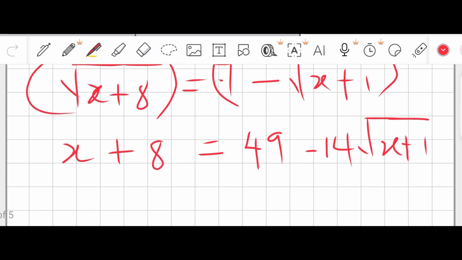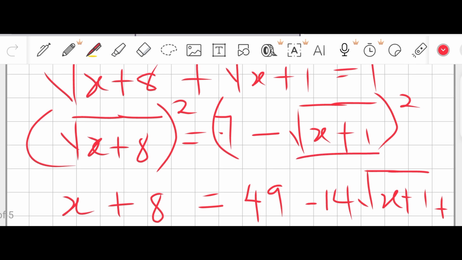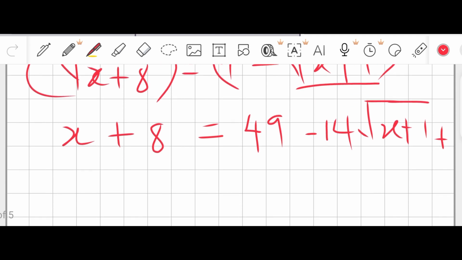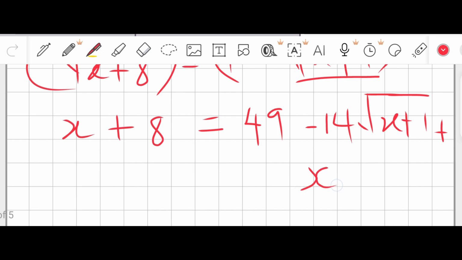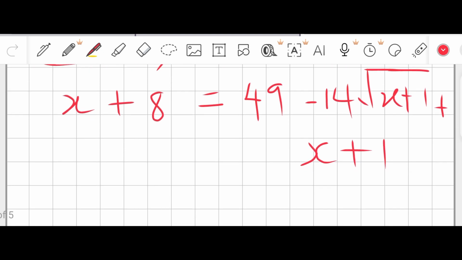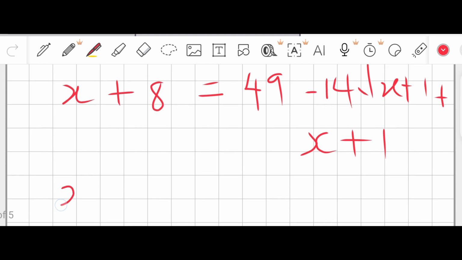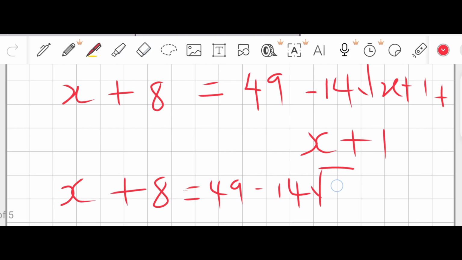and then plus this term squared. So the root sign will be disengaged. So let me write it. This time we have x plus 8 being equal to 49 minus 14 root x plus 1 plus x plus 1.